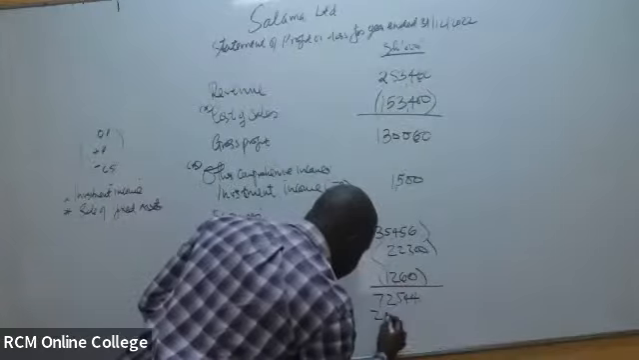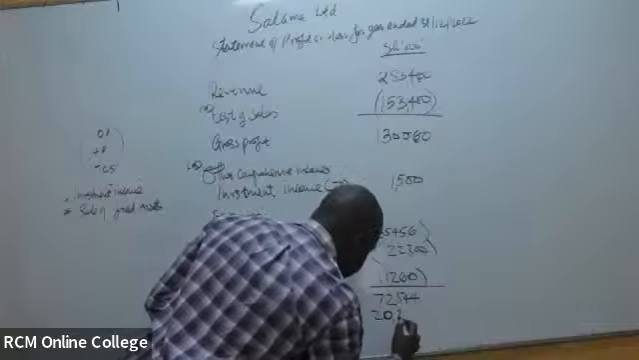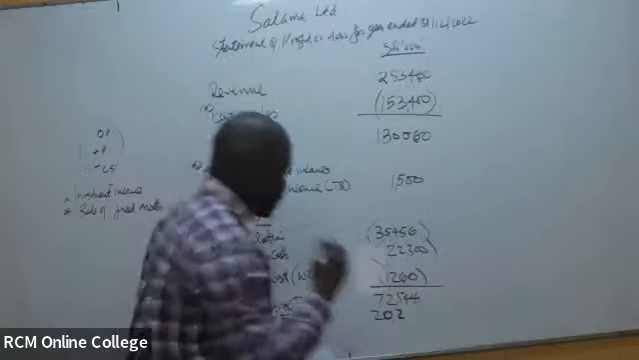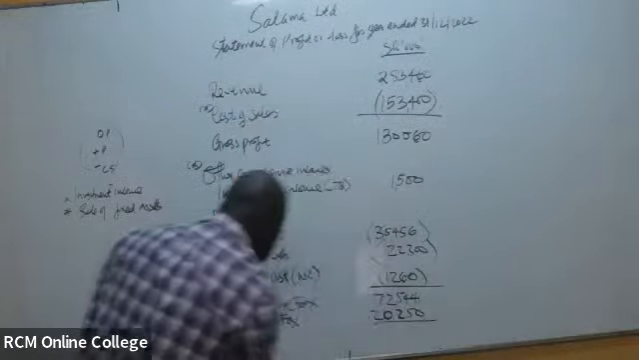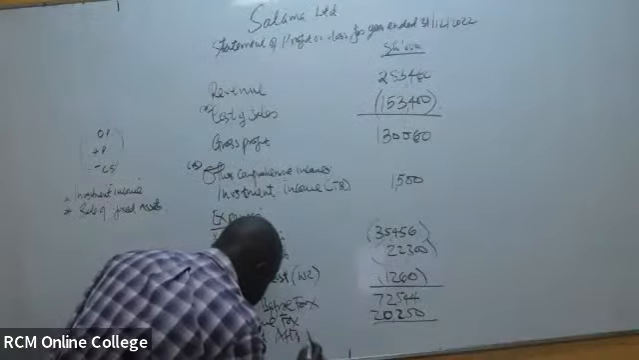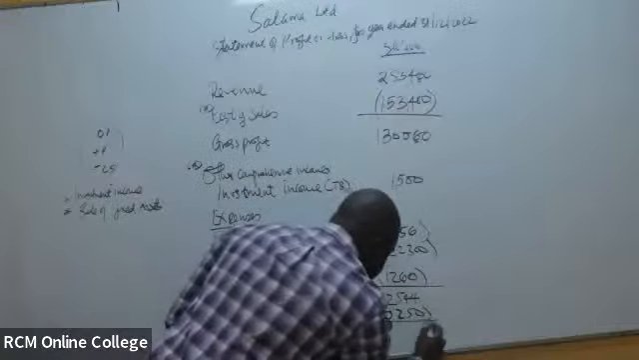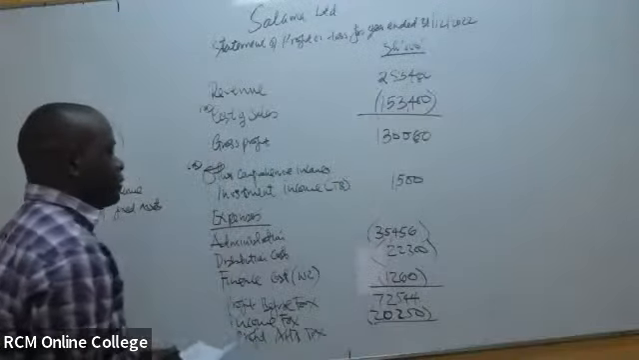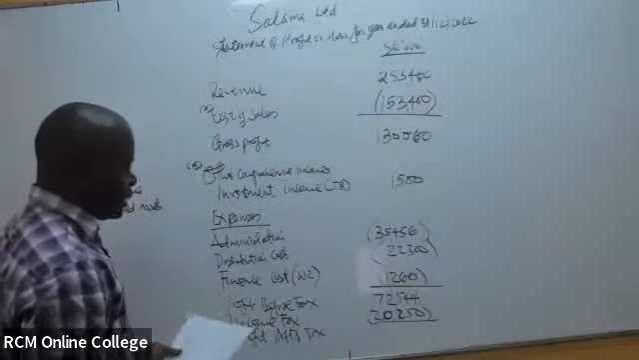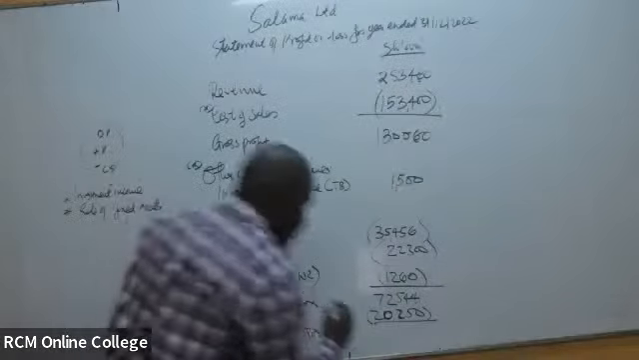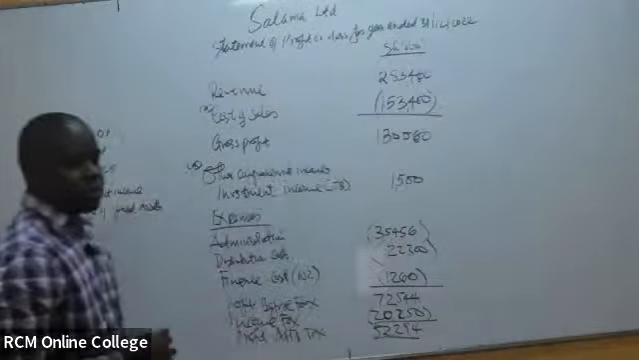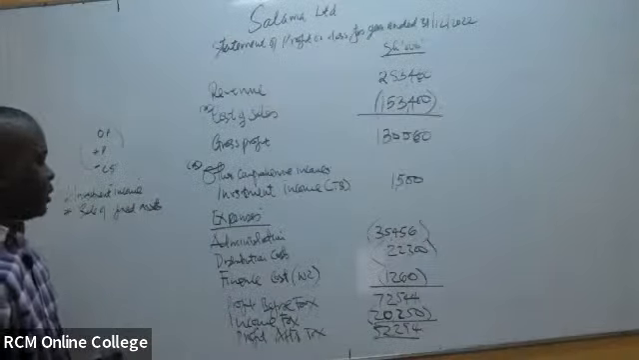I think it was 2,250 here. So that in this case you can get the profit after tax. You can get the difference to get the profit after tax. So it is 52,294. Hope you're able to see that. 52,294. That will be the profit after tax.